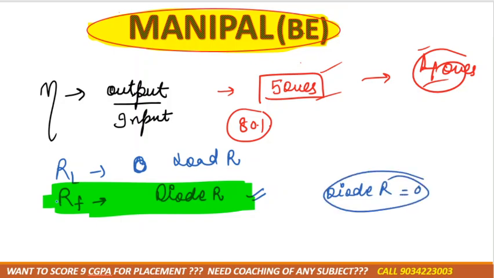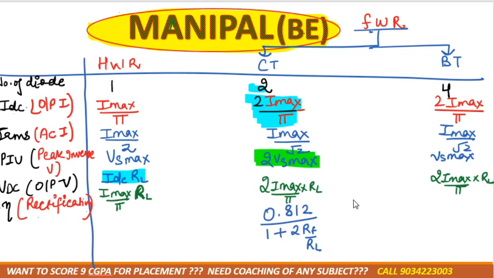Okay, so 80% of the time they don't mention it, but if they mention it, we have to consider it. It is the same formula for both the cases. Now for the half wave rectifier, the formula for the efficiency is 0.406 divided by 1 plus RF divided by RL. And as you know, efficiency must be in percentage, so multiply by 100.